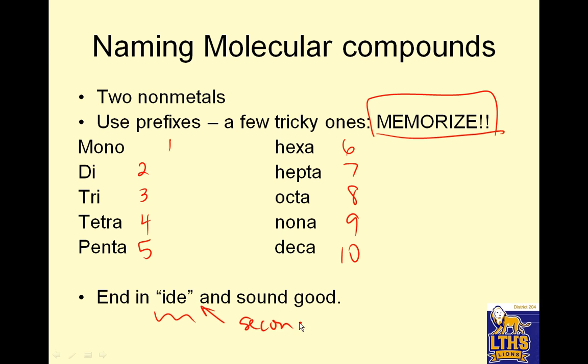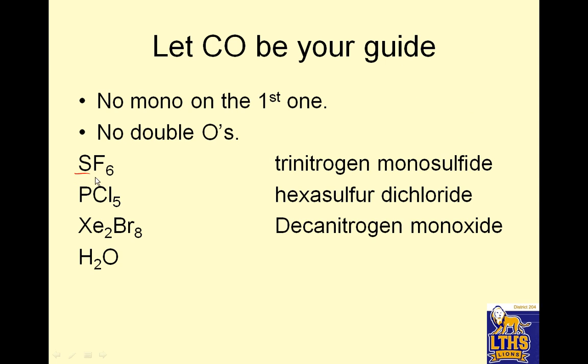All right, so let's practice it. Second word is "ide." So SF6. Name of the first one, sulfur. Now you might be saying we need a prefix, right? How many sulfurs? 1. The only time you don't need a prefix is no mono on the first. So we don't have to write monosulfur, but we need a prefix for fluorine. There's 6, so it's hexafluoride.